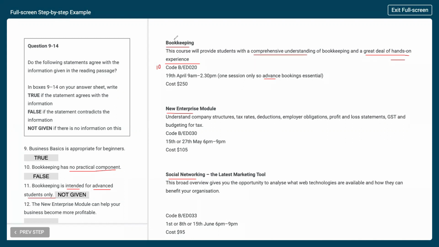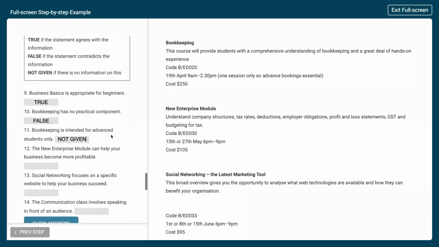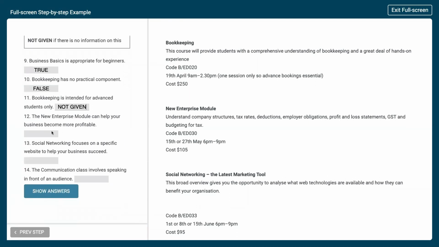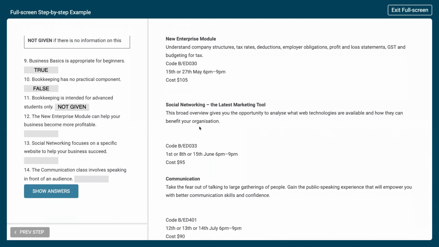Let's go ahead to number 12. But first, let's just clear our screen and make sure we can see everything. We see the last 3 questions. Since we have new enterprise module, I'm simply going to scroll down so that we can see everything here. Okay, now our keywords here were help your business become more profitable. So remember those synonyms, and let's see the passage. It says understand company structures, tax rates, deductions, employer obligations, profit. So we do have profit here, and loss statements, okay, GST and budgeting for tax. And that's all we see here.